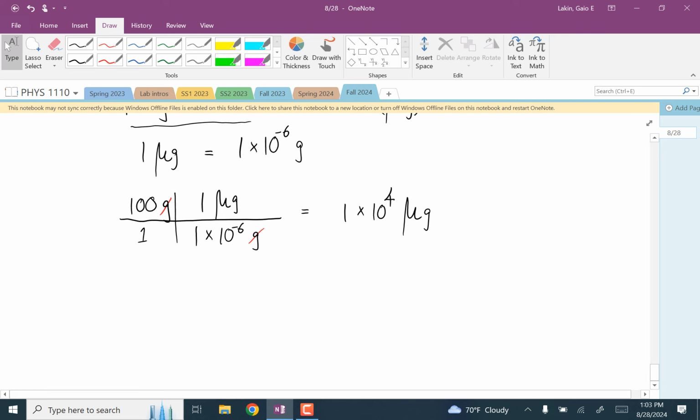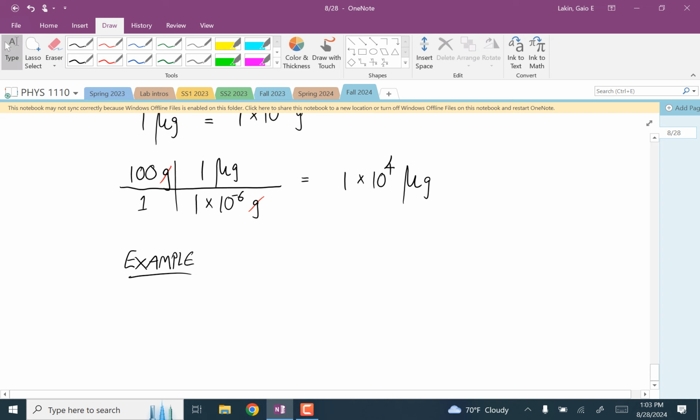Okay, let's do an example. I'm going to have you go through the steps. So let's say that what we want is, okay, so here's the question. How many microseconds in a millisecond?